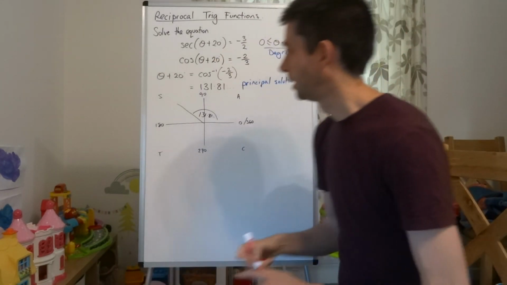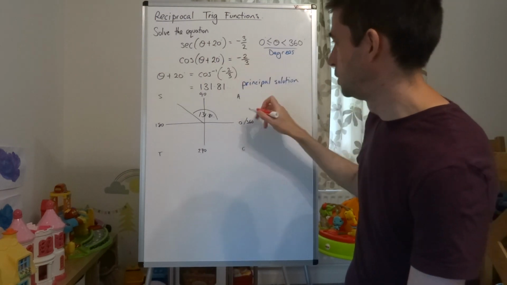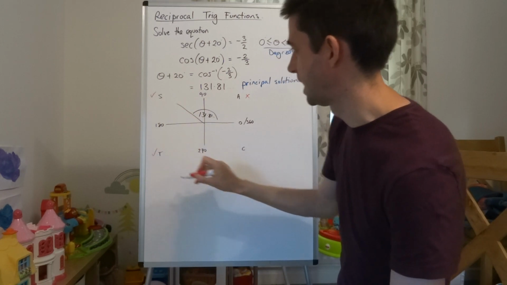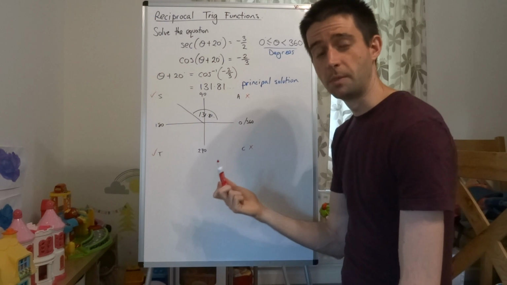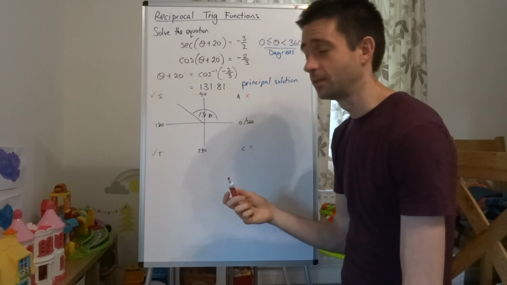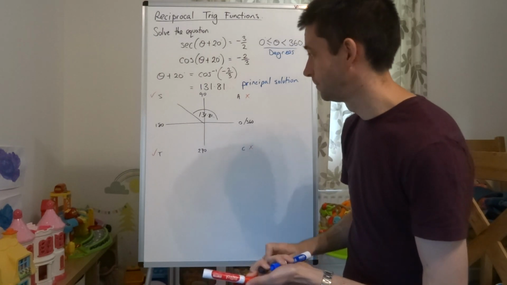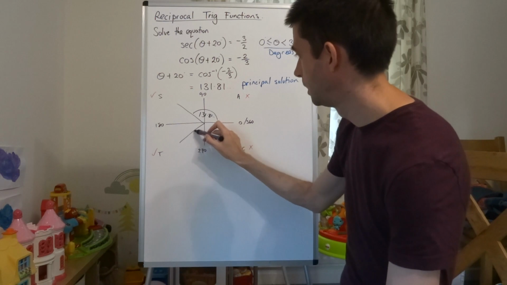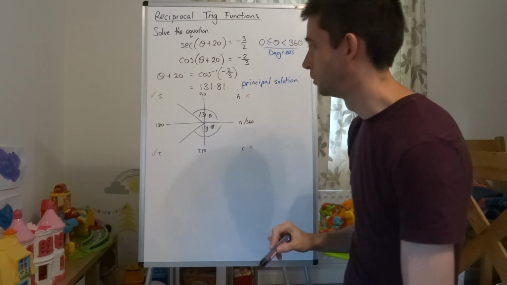Now, I need to think, the value of cos is a negative number, which means I don't want the all, I want the sine, I want the tan, and I don't want the cos. So I want the two quadrants on my CAST diagram where cos is negative, which is S and T. So I'm going to draw another line here, which is the reflection of this one, which means that this angle here is 131.81.